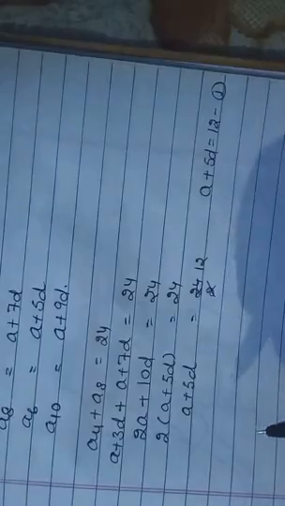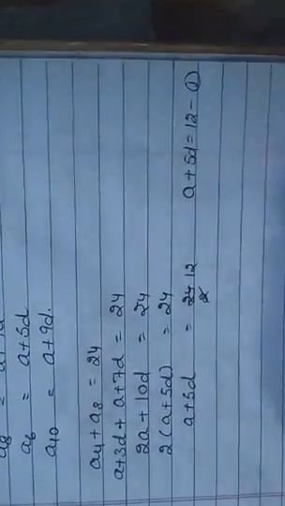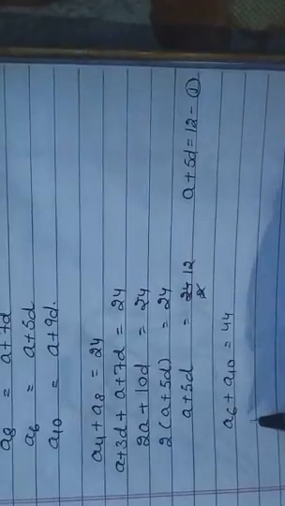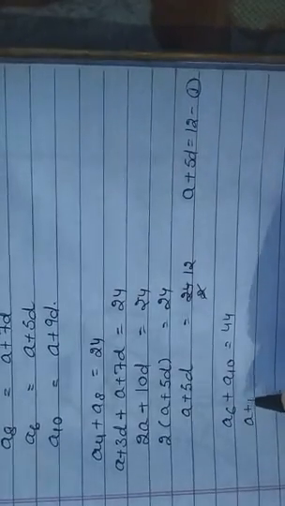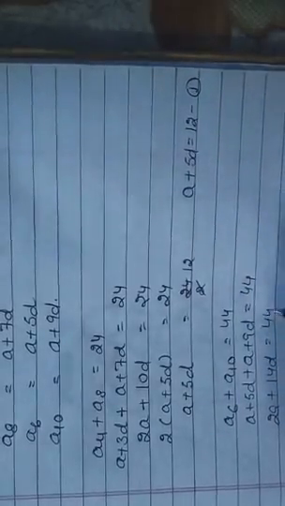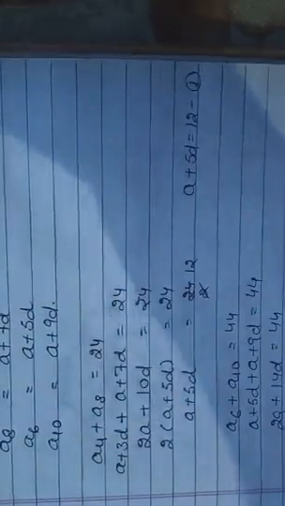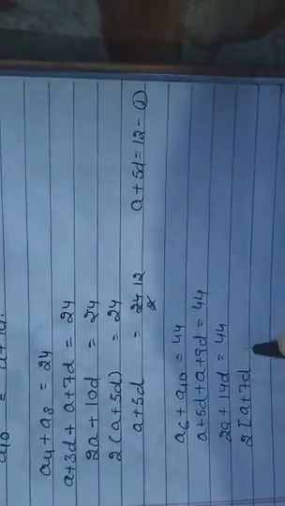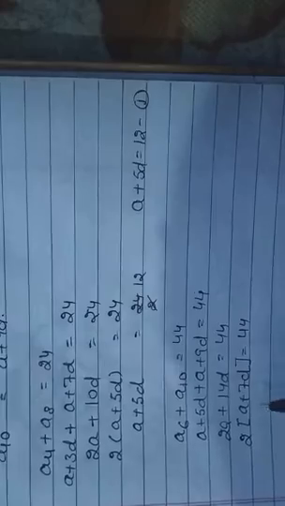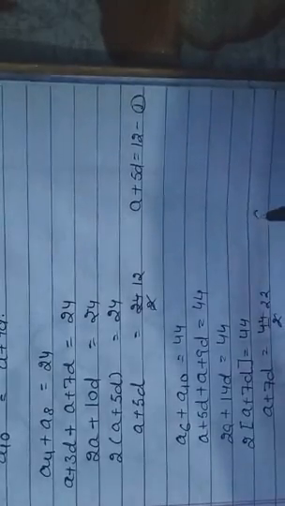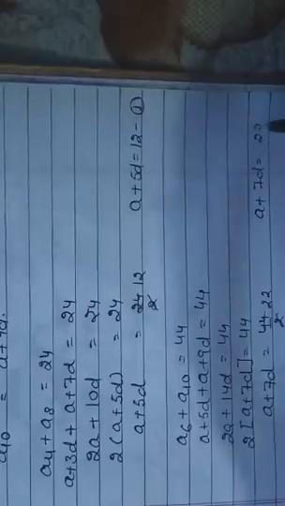Similarly, we can find the next equation also. That will be A6 plus A10 is given as 44. So we can put the value here. A6 we can say A plus 5D and A10 is A plus 9D, equal to 44. So it will become 2A plus 14D equals 44. 2 as common, then we can say it will be A plus 7D equals 44 upon 2, that is 22. So the second equation will be A plus 7D equals 22.